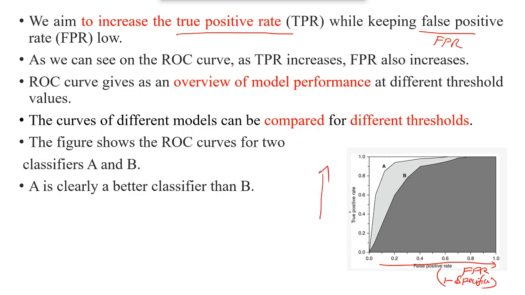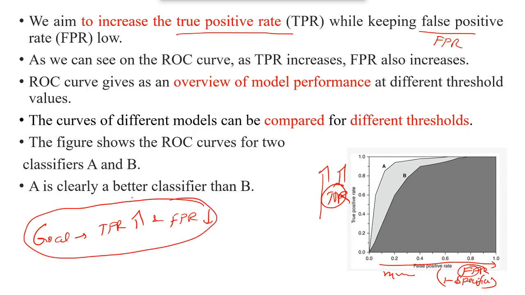So here, the true positive rate should be maximized and increased, and the false positive rate should be minimized. So this is our goal. Our goal is that TPR should be increased and false positive rate should be decreased.